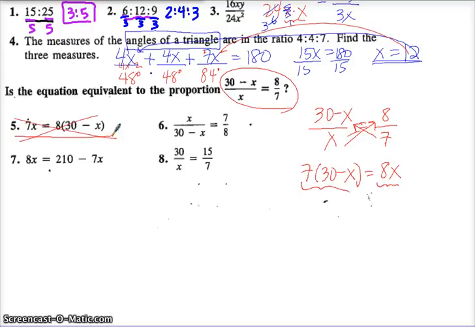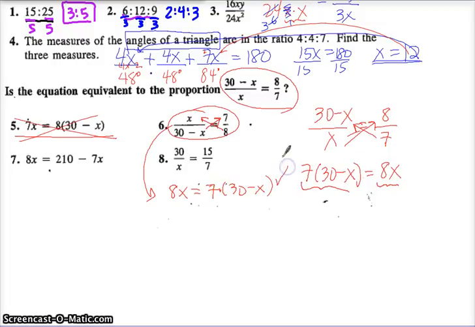That's definitely not equivalent. Let's try number 6. Number 6, they're giving it to me in proportion form, so let's check the value of the product. So I do 8 times x, which is 8x, and I do 30 minus x times 7. So that's 30 minus x times 7. So is it the same? Yes, it is. So 6 works. Let's look at number 7.